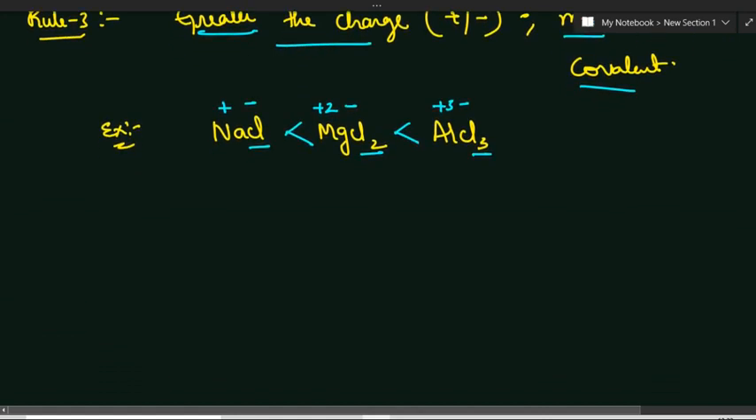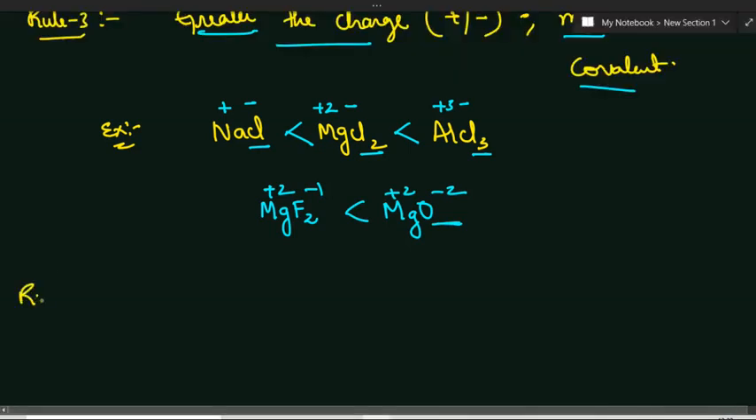We can also think in this example, like we have magnesium fluoride and magnesium oxide. So here you have plus 2 common. This is minus 1, this is minus 2. So this is more covalent in nature.